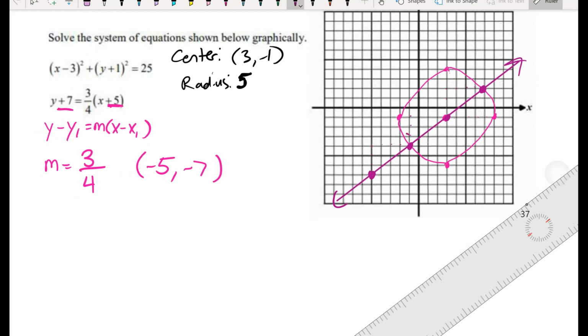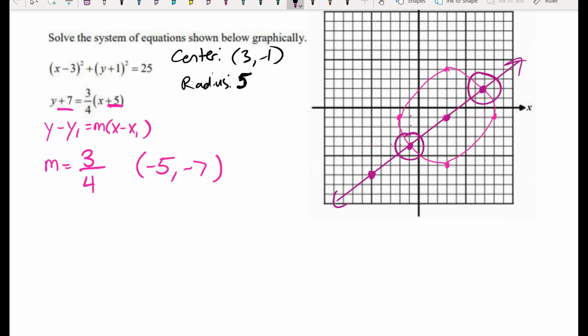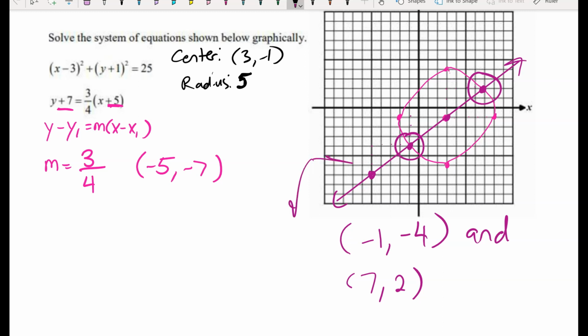And my solution to that system of equations would be the points where they intersect. So it looks to me like one good point of intersection would be at (-1, -4), and the other solution would be at (7, 2), where that circle intersects the line at 2 points. So this is not a tangent line, but it's a secant line because it intersects my circle twice.